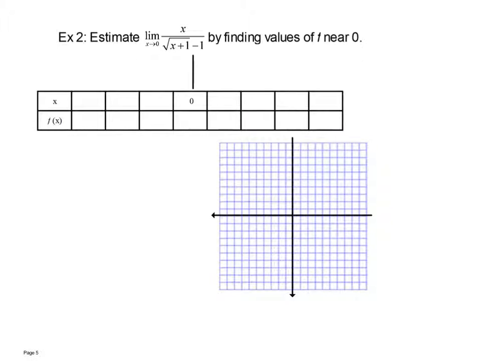So let's try another one. Estimate the limit as x goes to 0 of that crazy looking function here by finding the values of f near 0. If I put in 0 there, I hope you can look at it and say, I am going to get 0 on the bottom. I can't divide by 0. But we're going to first look at the graph.